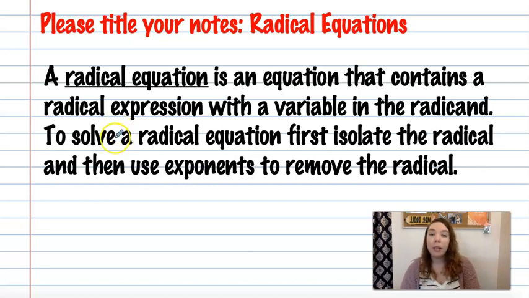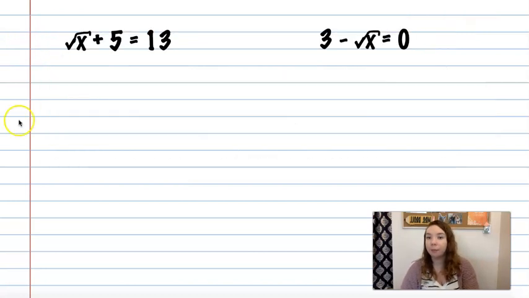All right, so we've been working a lot with squares and square roots in our Pythagorean theorem problems. So a logical next step is to talk about radical equations. A radical equation is an equation that contains a radical expression with a variable in the radicand. The radicand is just what's under the radical symbol, and that just means there's a variable in there somewhere underneath. To solve a radical equation, first isolate the radical and then use exponents to remove the radical. So let's go ahead and move on to some examples.